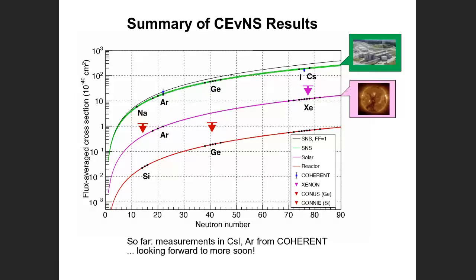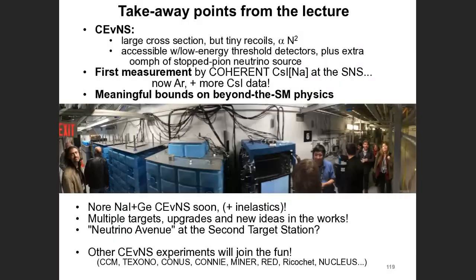Okay, so I think I have come to the end. I can certainly hope there's time for a few questions. These are the takeaway points. CEvNS is a large cross section. It's got tiny recoils. It goes as the square of the number of neutrons. It's now accessible with low threshold detectors, and it's really the extra oomph from the stopped pion neutrino source that made it detectable at the SNS.